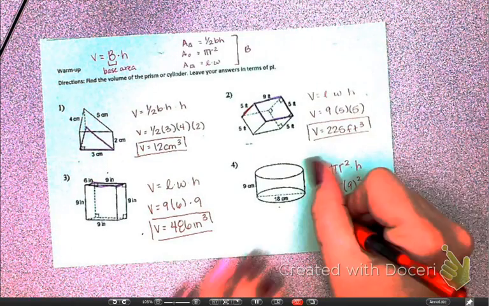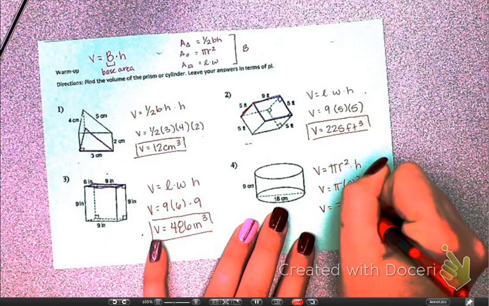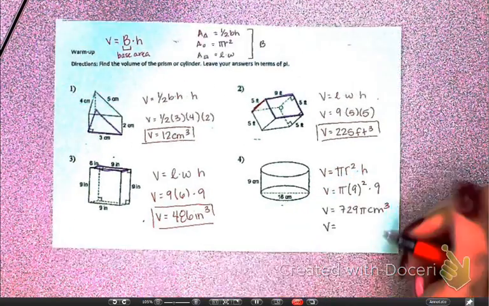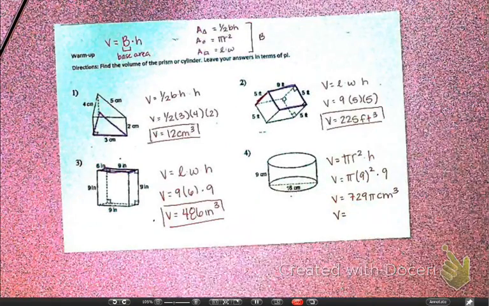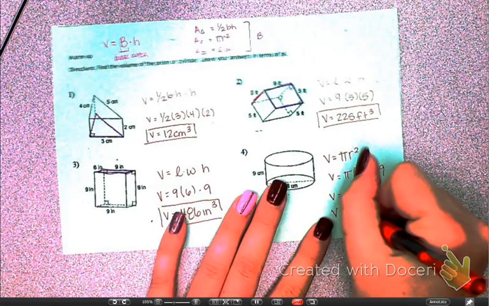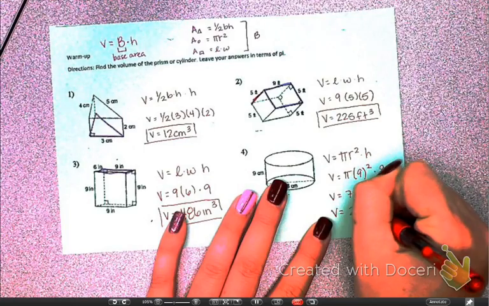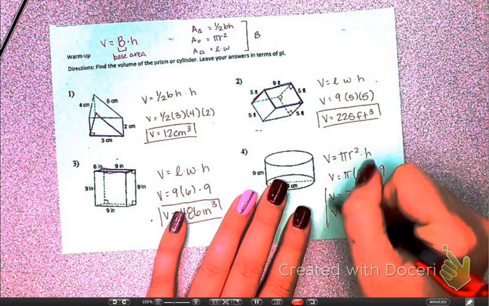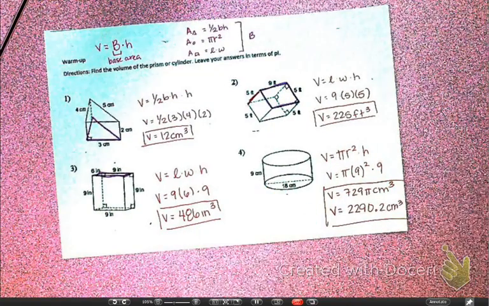Okay, so 729 pi centimeters cubed. Did anyone round to the nearest tenth? No. Can you? 2,290.2 centimeters cubed. You should practice that because I will ask you for both on a test.